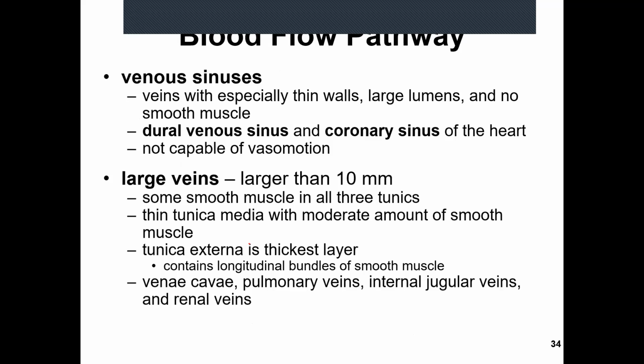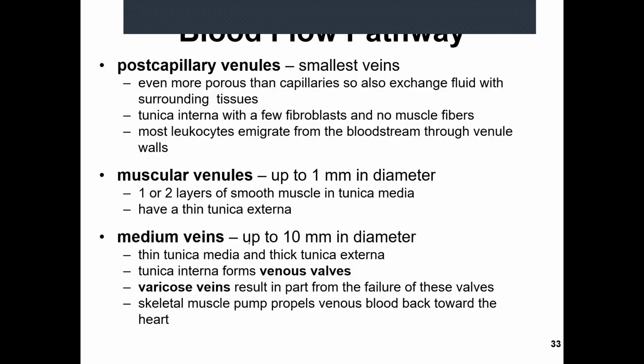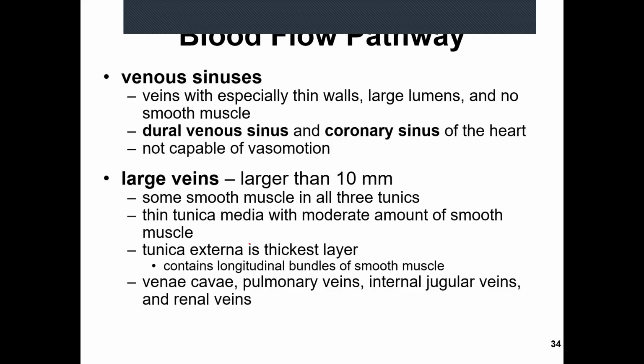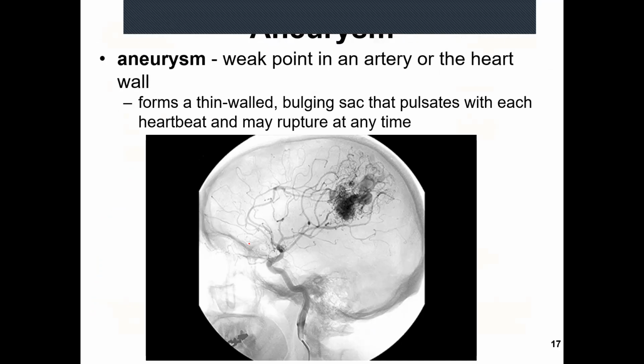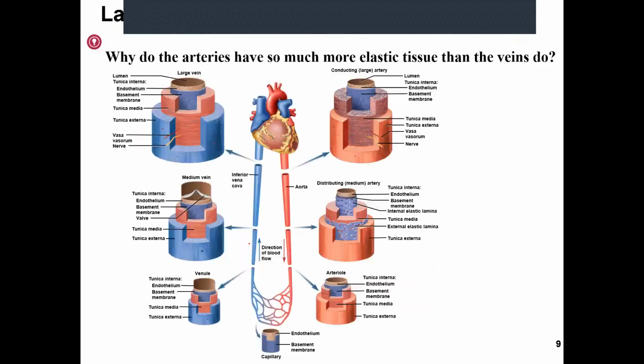Venous sinuses, large. We have veins, different types of veins also: postcapillary venules, muscular venules, medium veins, venous sinuses, and large veins. We can go back to this picture. Where is it? Here. Venules, medium veins, and large veins. And they also consist of three layers: tunica intima, tunica media, and tunica externa.